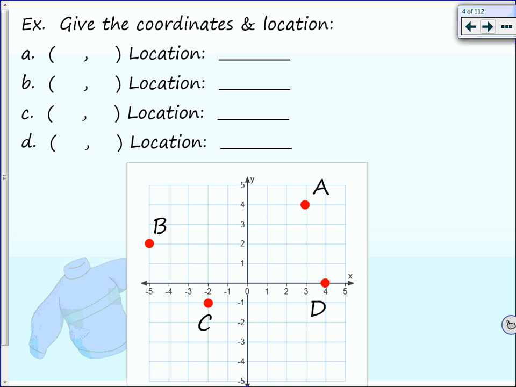So now you're going to give the coordinates and state the location. The locations are going to be, for example, quadrant 1, quadrant 2, 3, or 4, or it can be the x-axis, the y-axis, or the origin. Okay, so Brendan, you can do A, B, C, and D. Damian, you can do Q1, Q2, Q3, Q4.